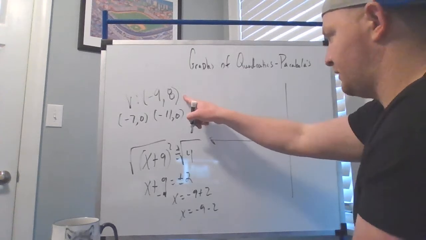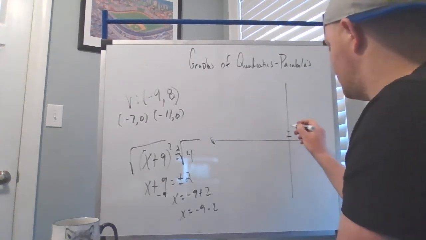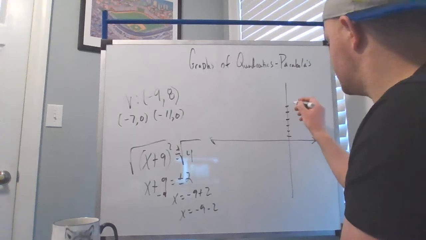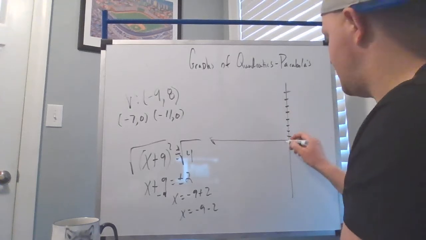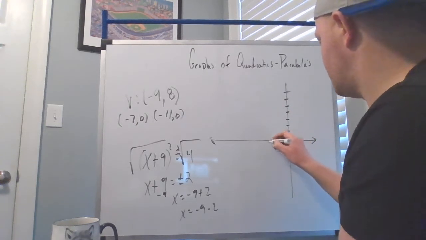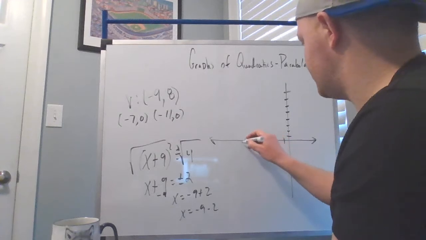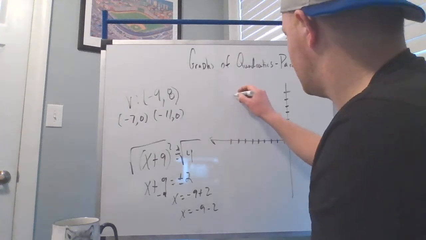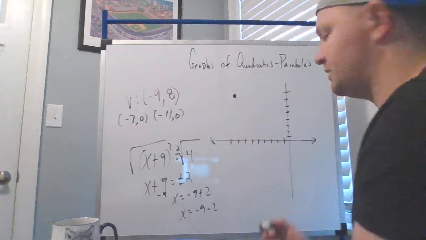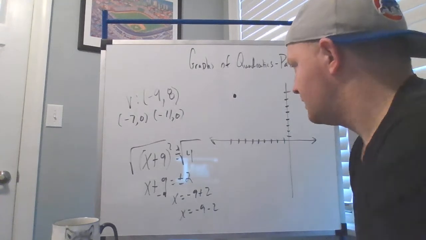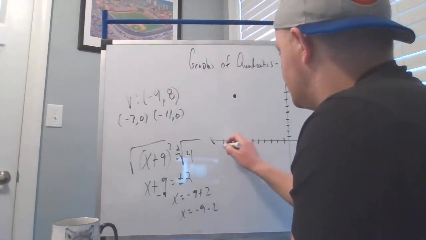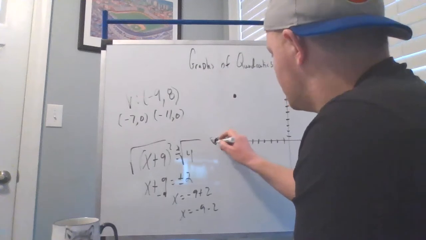I'm going to do my vertex first. So I'm going to go 1, 2, 3, 4, 5, 6, 7, 8, and negative 1, 2, 3, 4, 5, 6, 7, 8, 9. Alright, you guys have graph paper, so it should be much easier than doing it this way. Negative 9, 10, 11. There's one solution.